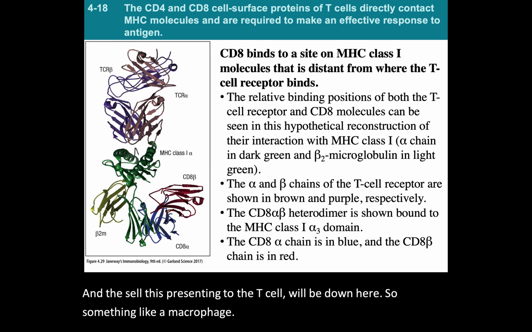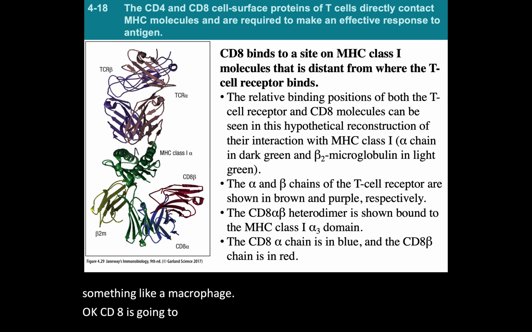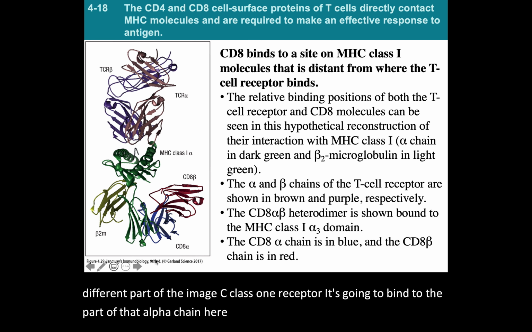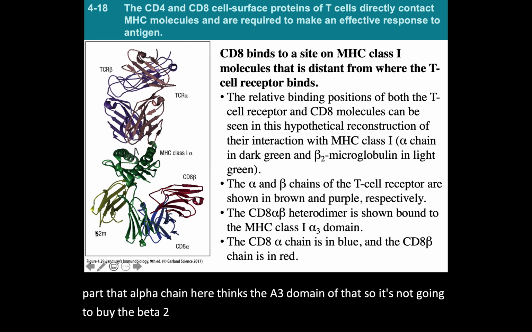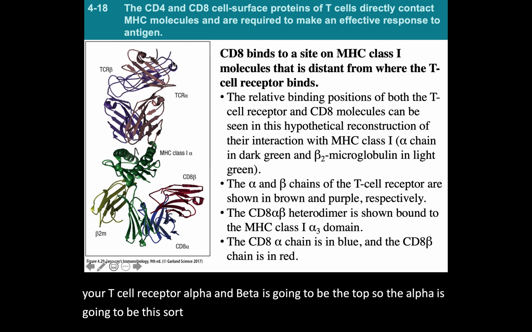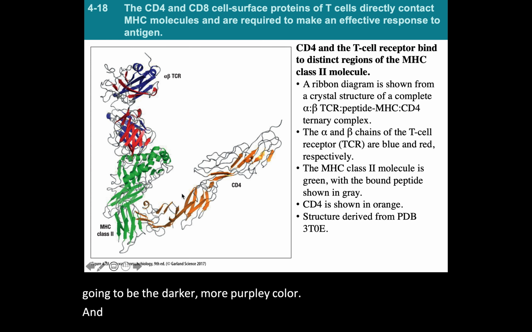Okay, CD8 is going to bind to MHC class 1. And yeah, it binds to a different part of the MHC class 1 receptor. It's going to bind to the part of that alpha chain here. I think it's the alpha 3 domain of that. So it's not going to bind to the beta 2 microglobulin. And again, your T cell receptor alpha and beta is going to be at the top. So the alpha is going to be this sort of lighter color, and the beta is going to be the darker, more purpley color. And there's CD8 reaching around. And you can see it's pretty much doing the same job as CD4.